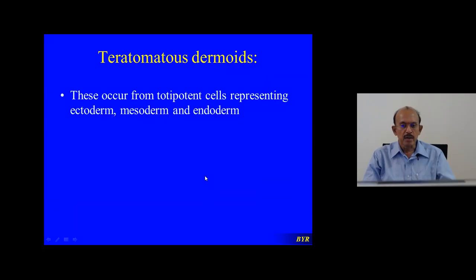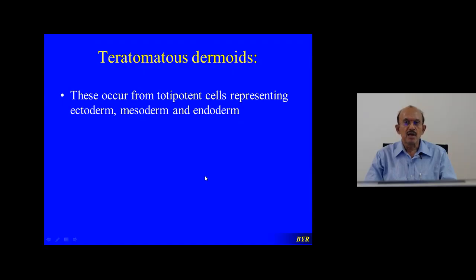Then teratomatous dermoid, these occur from the totipotent cells representing ectoderm, mesoderm, and entoderm. So whenever the totipotent cells are present, wherever they are, from there a cystic mass can develop because they have epidermal elements. These epidermal elements will produce the degenerated epidermis, the sebaceous glands producing sebum. So they resemble something like dermoid.